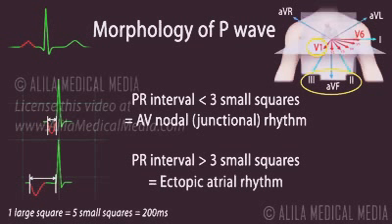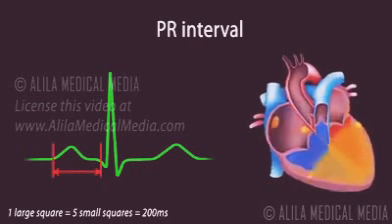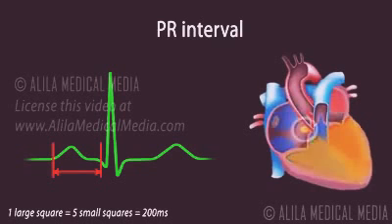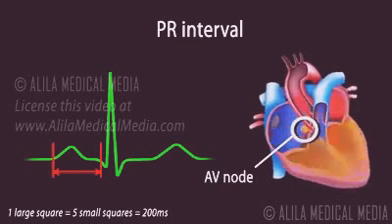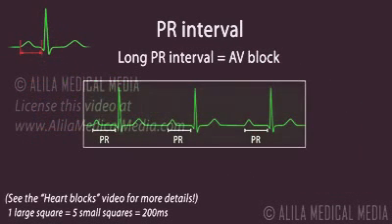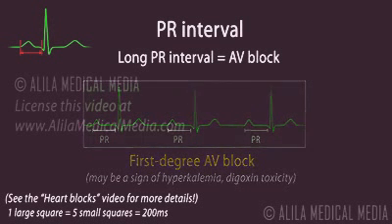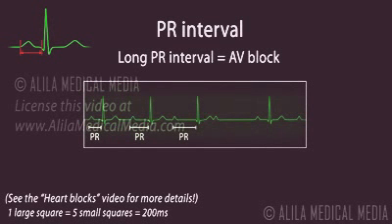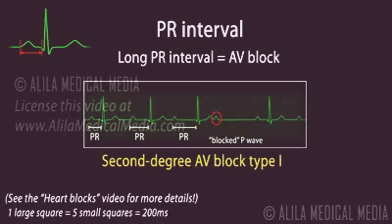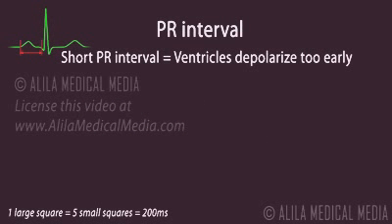The PR interval is measured from the start of the P wave to the start of the QRS complex, and reflects the conduction through the AV node. A longer than normal PR interval signifies an abnormal delay in the AV node, or an AV block. A consistent long PR interval of more than 5 small squares constitutes first-degree heart block. A progressive prolongation of PR interval followed by a P wave without a QRS complex is the hallmark of second-degree AV block type 1.